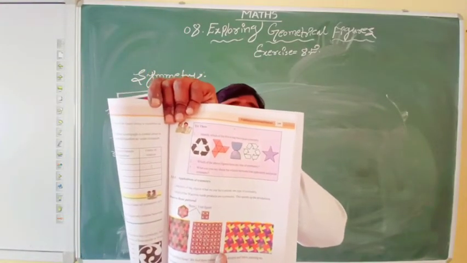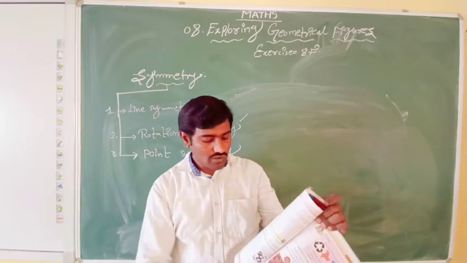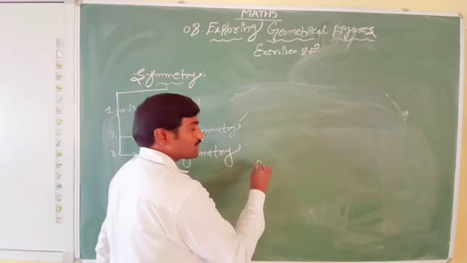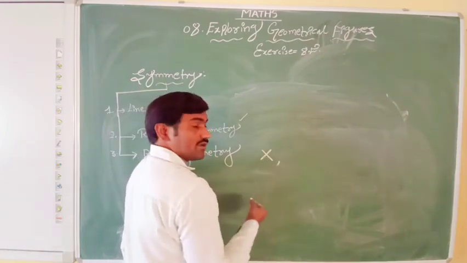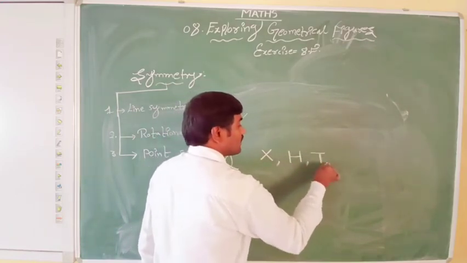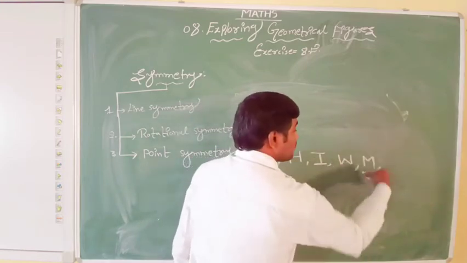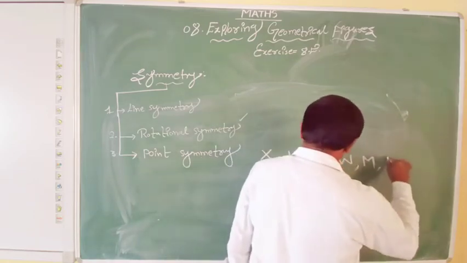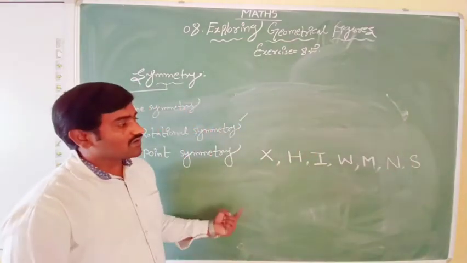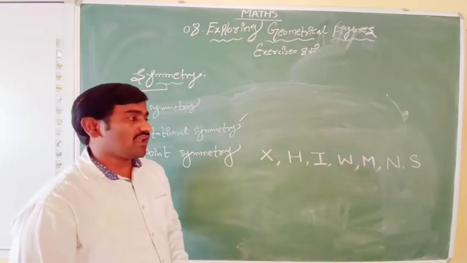From this we need to choose what the point symmetries are. So the figures which look the same from the top view and down view are called point symmetry. There are some alphabets which are point symmetry: X is a point symmetry, H and I are point symmetry, W is a point symmetry, M is a point symmetry, N is a point symmetry, and S is a point symmetry. These are the alphabets which are point symmetries. Remember this.